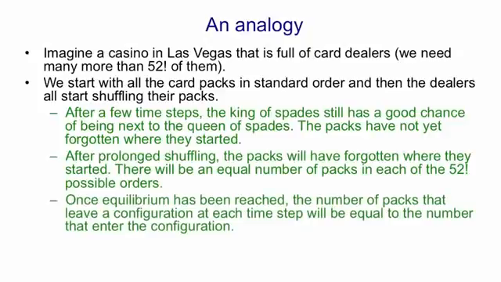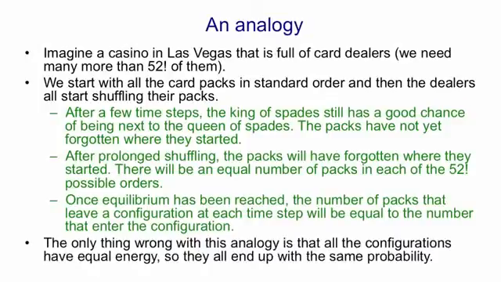Once this has happened, if we carry on shuffling, there'll still be an equal number of packs in each of the 52 factorial orders. That's why it's called equilibrium. It's because the fraction in any one configuration doesn't change, even though the individual systems are still changing. The thing that's wrong with this analogy is that once we've reached equilibrium here, all configurations have equal energy, and so they all have the same probability. In general, we're interested in reaching equilibrium for systems where some configurations have lower energy than others.